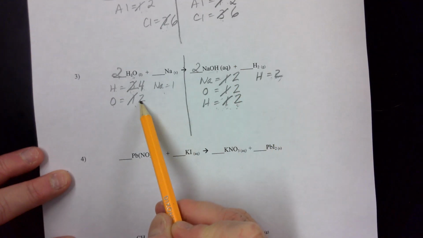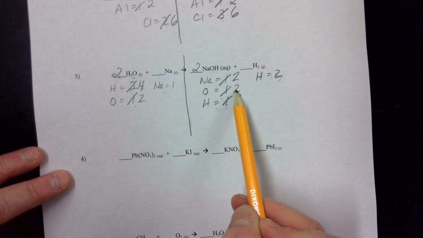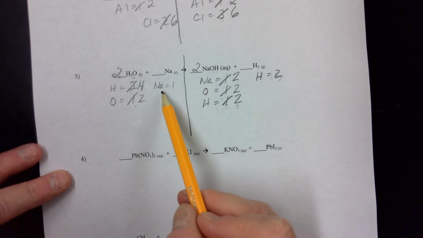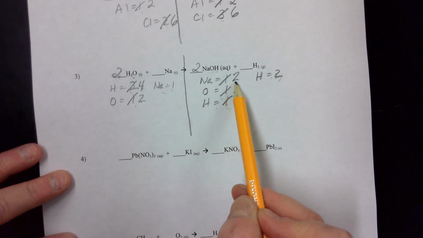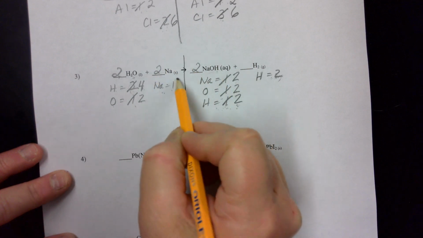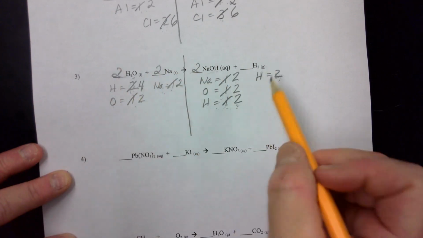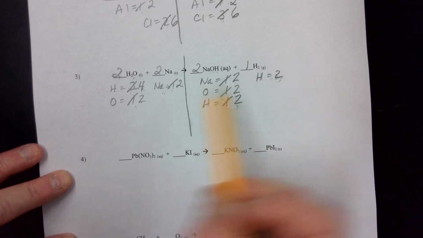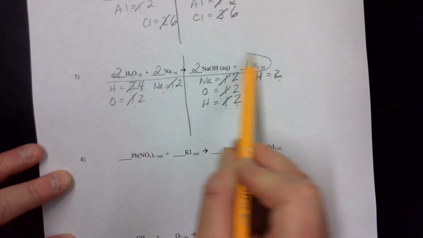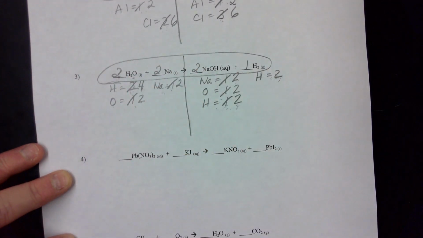Oxygens, I now have 2 on the left and 2 on the right. Sodiums, I have only 1 on the left and 2 on the right, but that's an easy fix. If I put a 2 there, that's going to make everything work. I did not have to do anything to that hydrogen, so that's just a 1, and there we have our balanced equation.